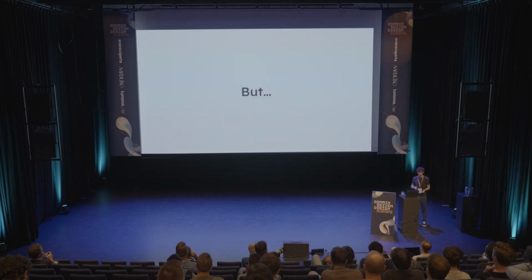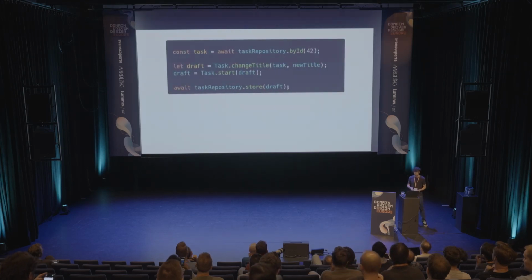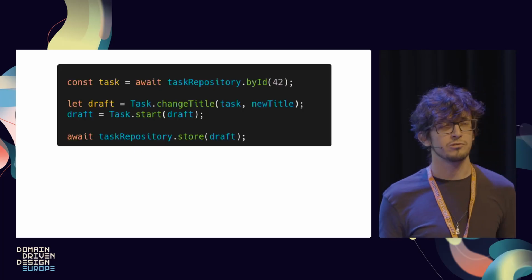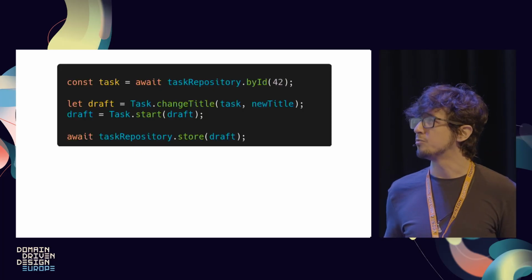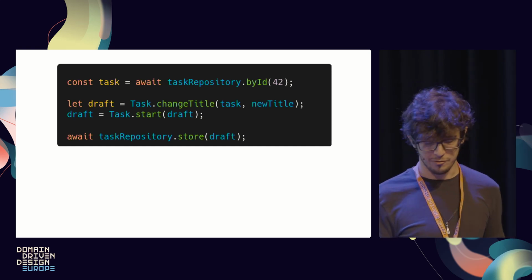But maybe you're wondering, aren't the APIs way more restrictive than databases? What if I don't even have the endpoints to implement everything that I need in my repository? And you're correct. So let's think about this example for a while. Let's pretend that this code can be run both on the backend and the front end, like in a Node application in the backend that is going to use an actual database. And then you're also going to use that same code in the front end, interacting with an API.